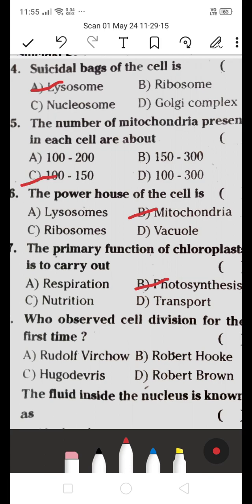Next, who observed cell division for the first time? Is it A, Rudolf Virchow, or B, Roberto Corsi, C, Hugo de Vries, or D, Robert Brown? Which is the right answer? Who observed cell division for the first time? It's A. This is the right answer.